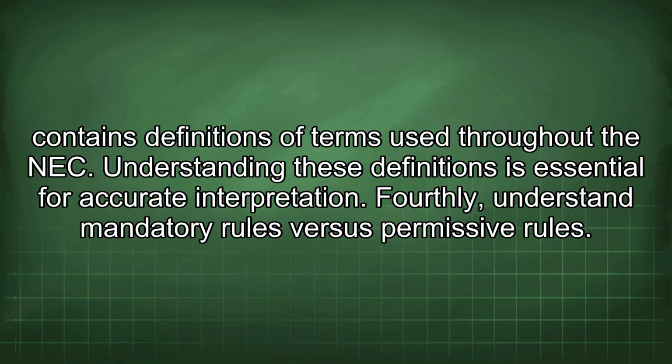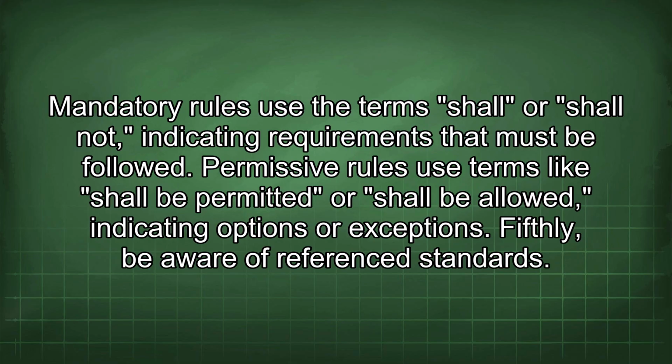Fourthly, understand mandatory rules versus permissive rules. Mandatory rules use the term shall or shall not, indicating requirements that must be followed. Permissive rules use terms like shall be permitted or shall be allowed, indicating options or exceptions.